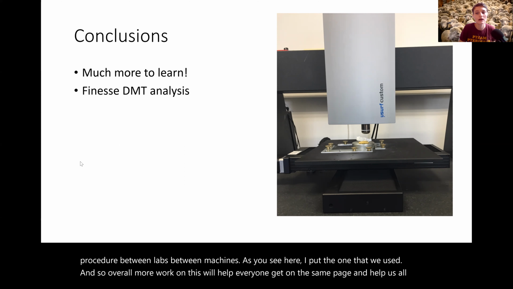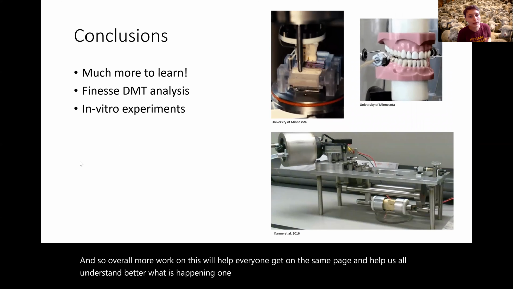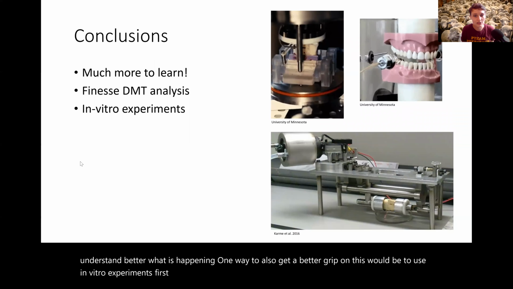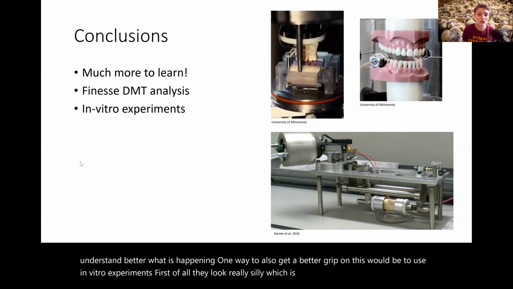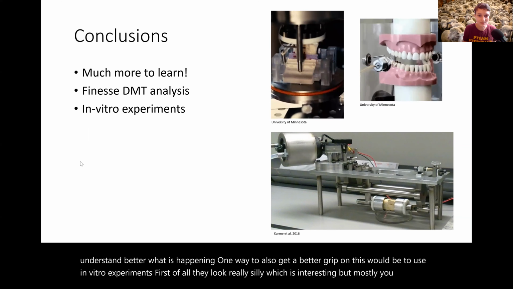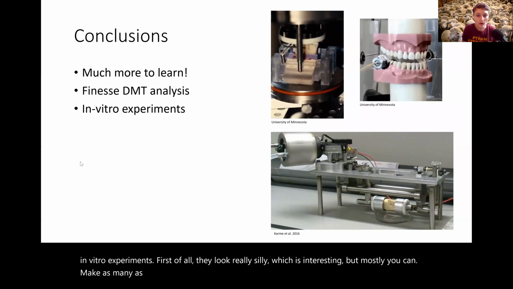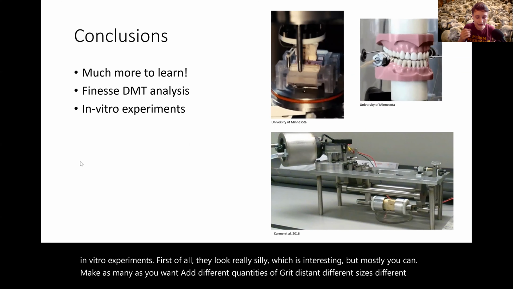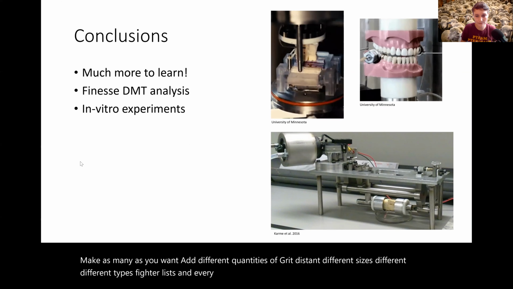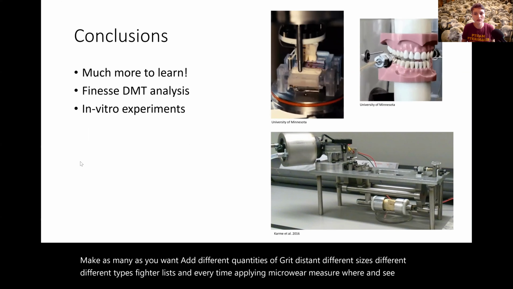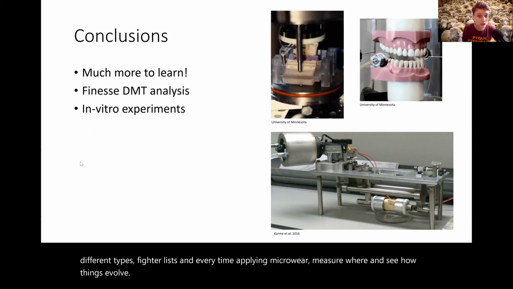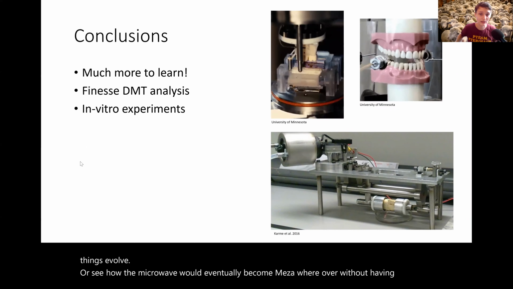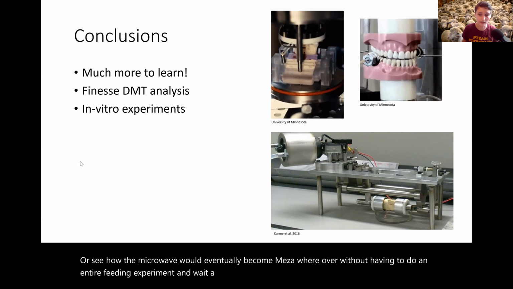One way to also get a better grip on this would be to use in vitro experiments. First of all, they look really silly, which is interesting, but mostly you can make as many as you want, add different quantities of grit, different sizes, different types of phytoliths, and every time apply microwear and mesowear, and see how things evolve. Or see how the microwear would eventually become mesowear without having to do an entire feeding experiment and wait a year. You could just speed up the chewing and see what happens.